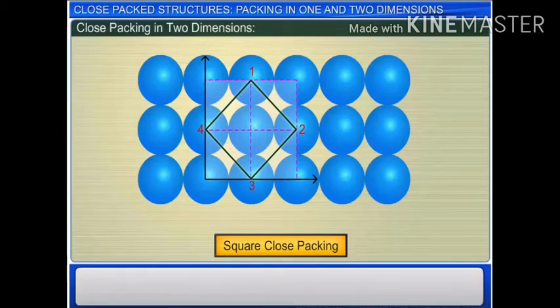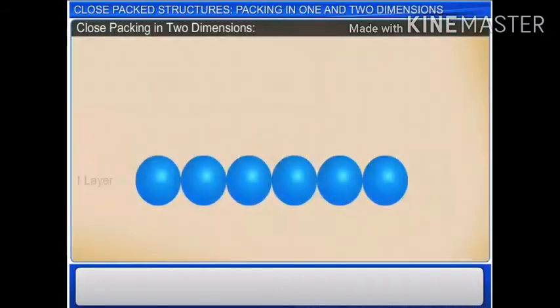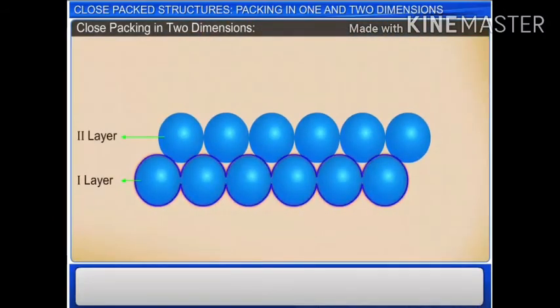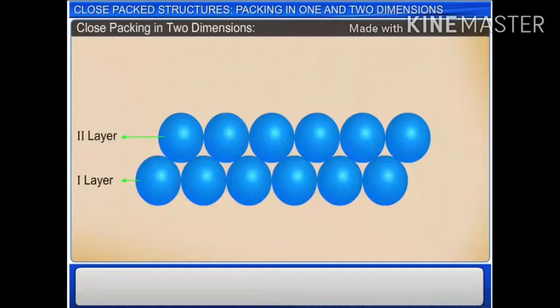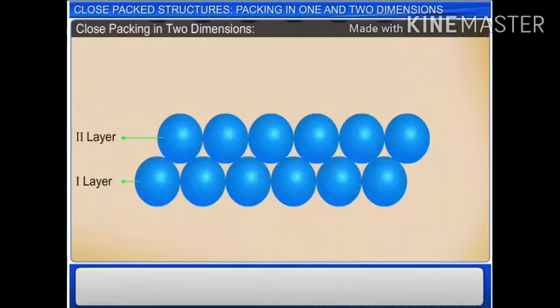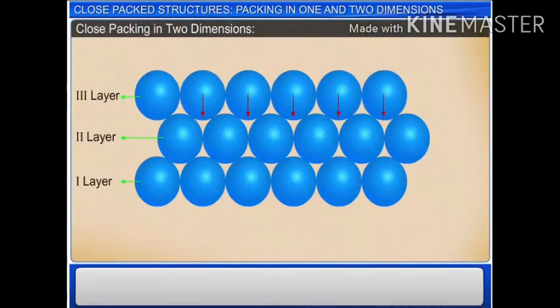The other way is for the spheres of the second row to be seated on the first row in a staggered manner. That is, in the depressions of the first layer. The spheres of the third layer are placed in the depressions of the second layer, and so on. Evidently, the spheres in the third row are vertically aligned with the spheres in the first row. This pattern is followed throughout.